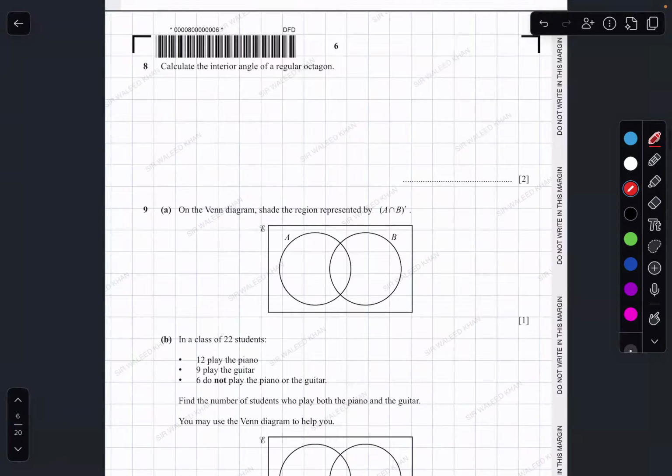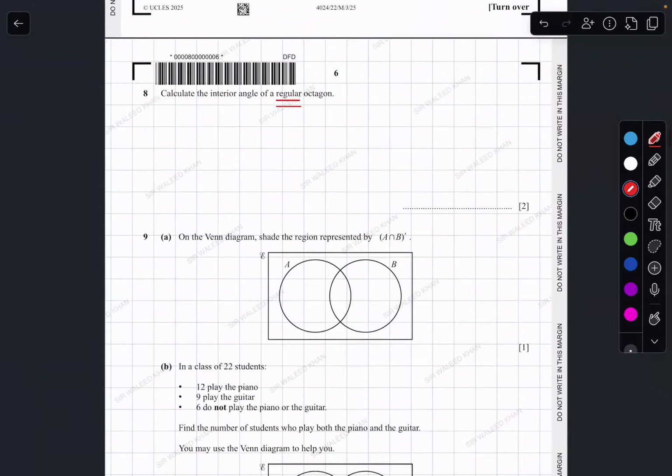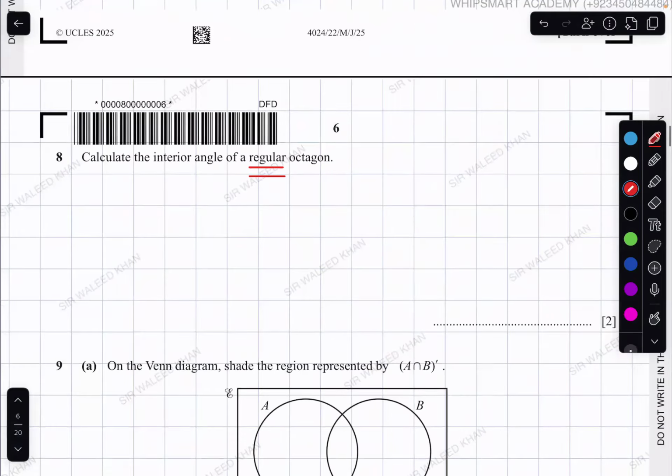Question number 8. Calculate the interior angle of a regular pentagon. Regular polygon, any regular polygon will have all sides equal, all angles equal.